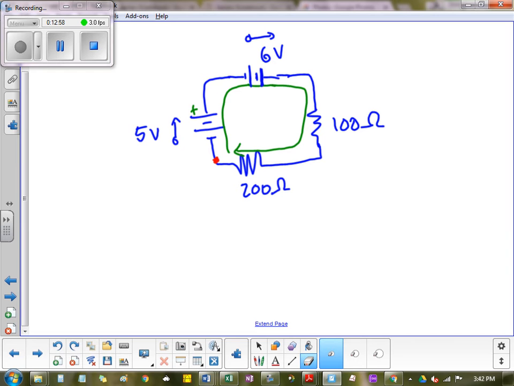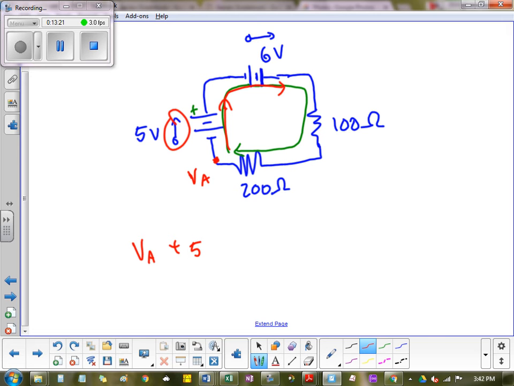Okay, so let's go around and let's see what we get. And then we'll also go around the other way and see what we get. So this is potential at A. So you go like this, potential A is what we start with. And then we hit a battery first. And we're going in the same direction as the EMF arrow, so just put +5. Then we come along and we pass through this battery, so we put +6.